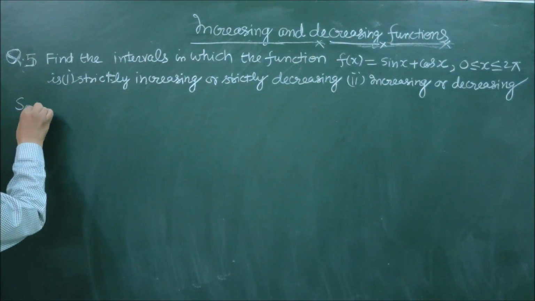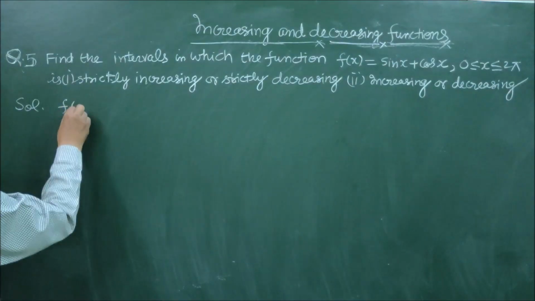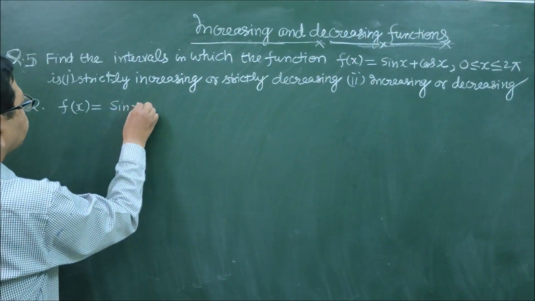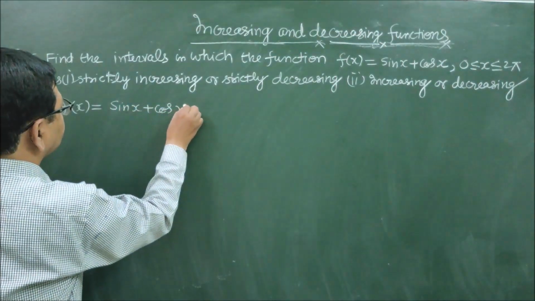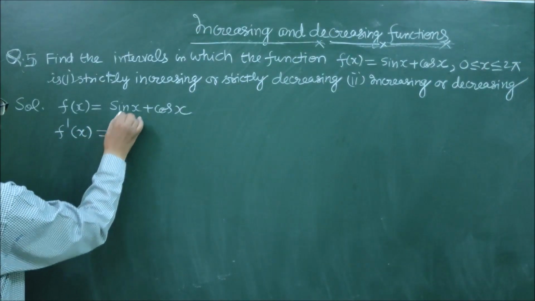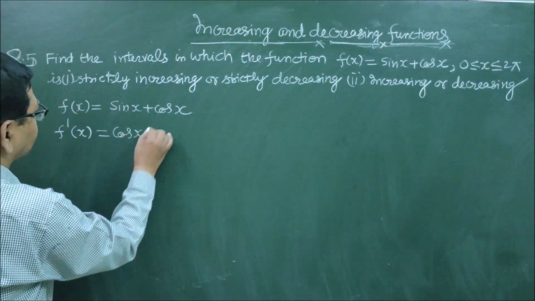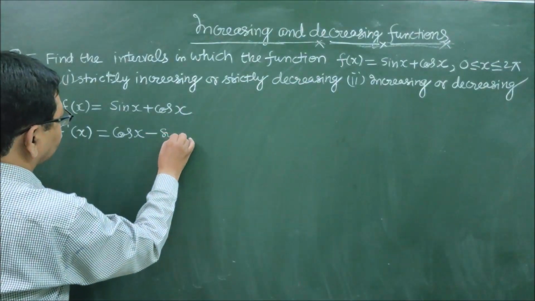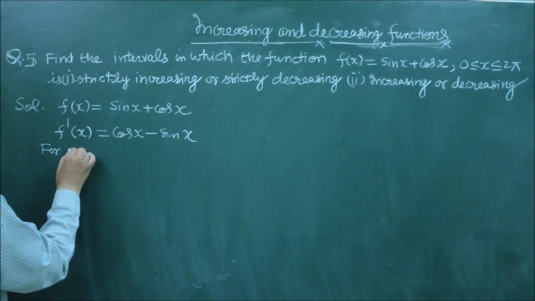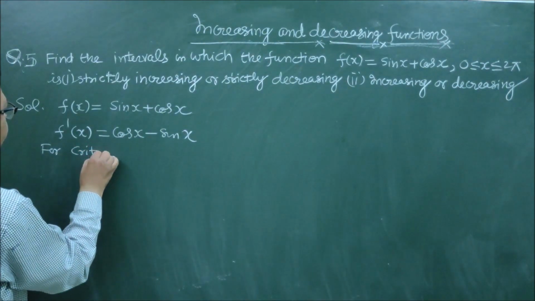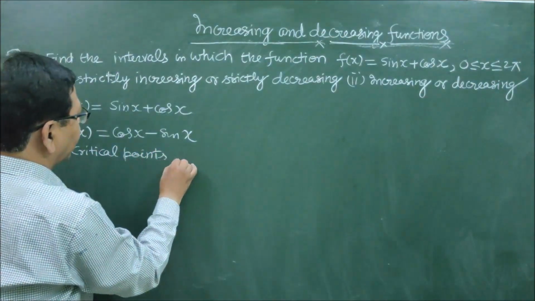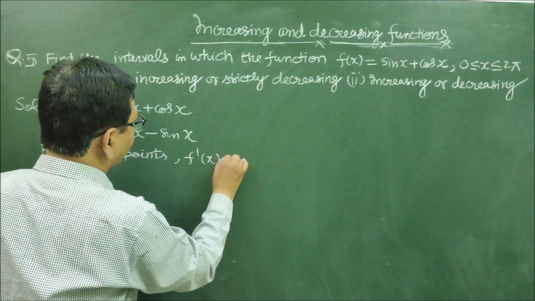So let us find the derivative. First write the function f(x) = sin x + cos x. Now differentiating this function with respect to x, the derivative of sin x is cos x and of cos x is minus sin x. For critical points, let us put f'(x) = 0.